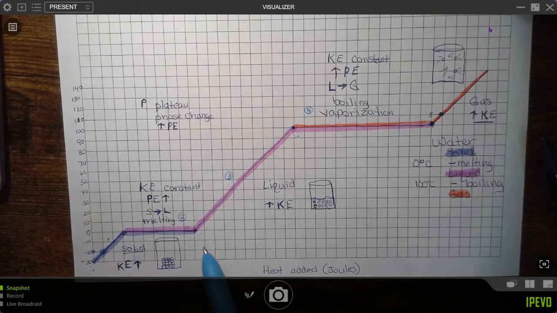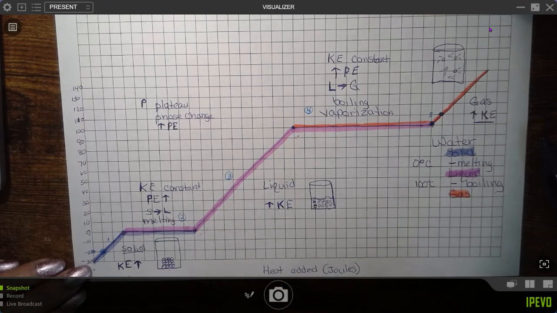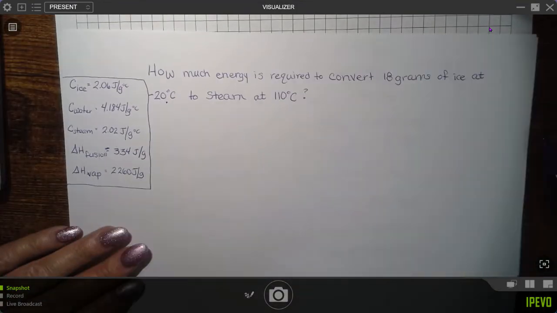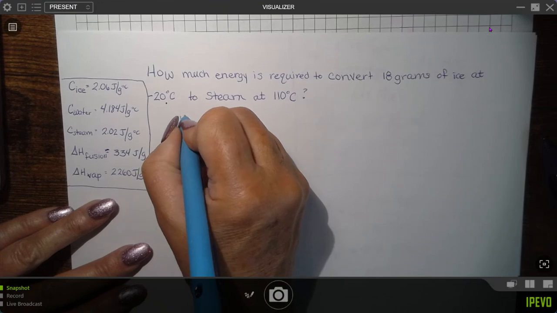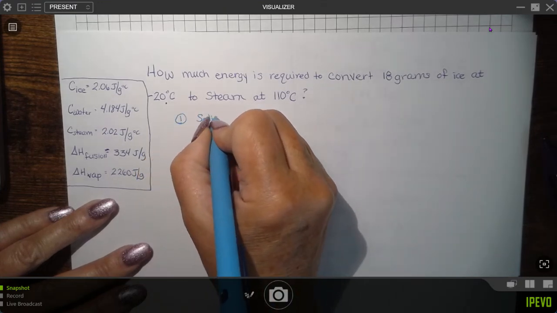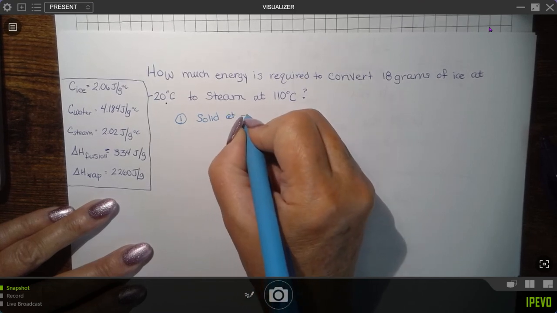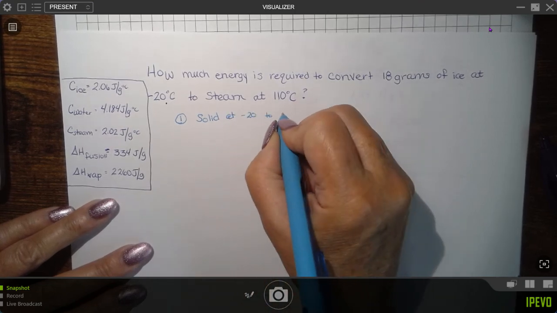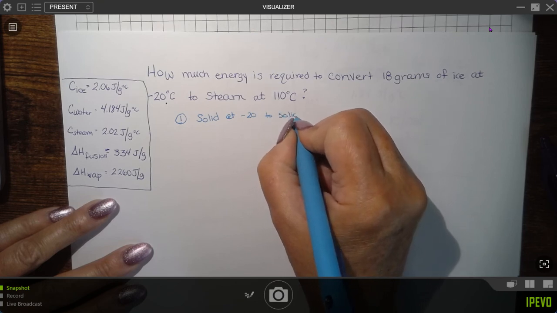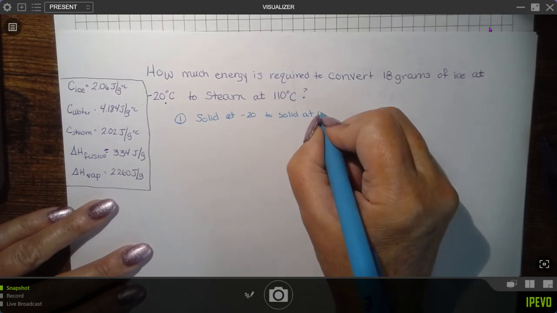As we do this, we need a separate calculation for each step along the way. So step one is going from solid at minus 20 to solid at 0. Let's put that down here. Step one is going from solid ice at minus 20 to solid ice at 0 degrees Celsius.